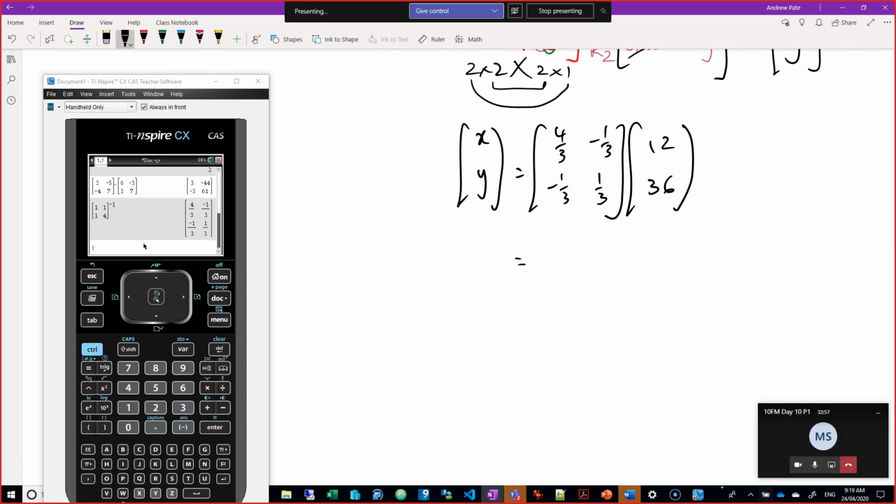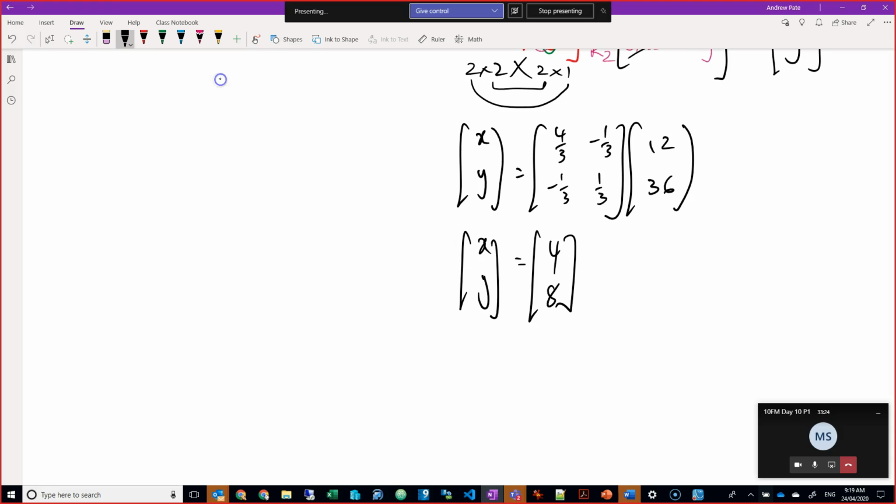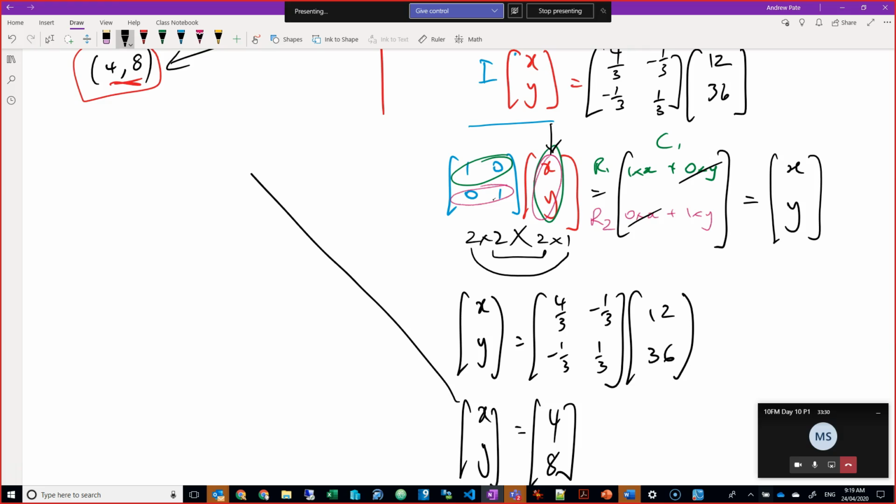And again, I'm going to do that on my calculator. So if I press the up arrow on my calculator and it selects that matrix, I can hit enter and use it again, times a 2 by 1 matrix, which is 12 and 36. And it's telling me that X, Y is equal to 4, 8. And hopefully that's the same as what I got up here. X is 4 and Y is 8. All right. So that's a lot.